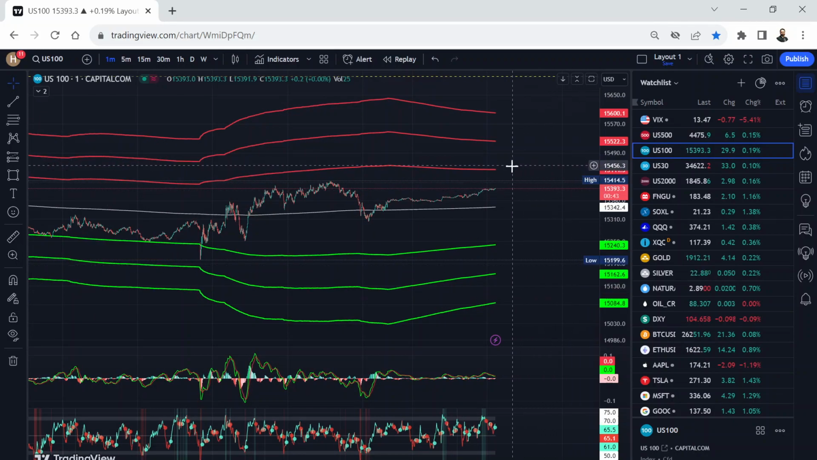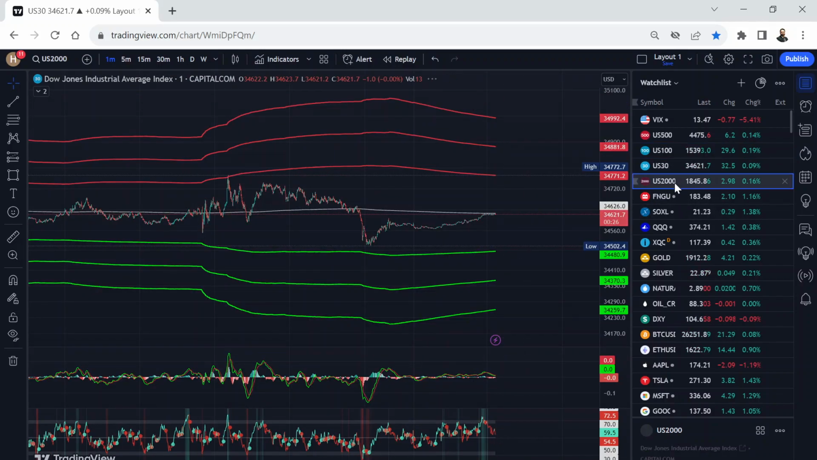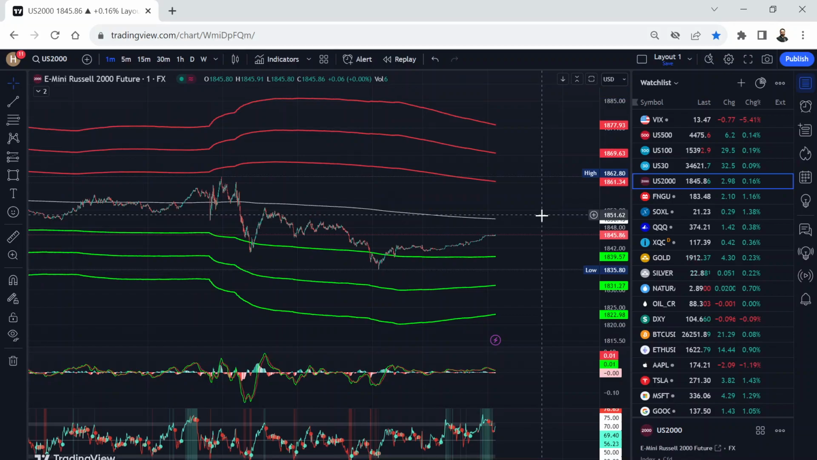Let's say PPI comes in hotter than expected and they sell off, look to buy at the green lines. If they pop as a fake out move, look to sell here. So 15,444 and above, look to sell. US 30 is in the middle, no trade zone. US 2000 is now bouncing from the buy zone. I think there's still a lot of room to go on US 5000.